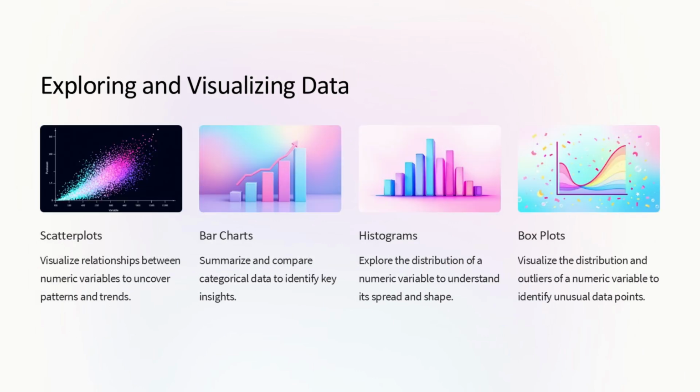This slide provides an overview of 4 key data visualization techniques we'll be exploring in more depth. Scatterplots allow us to visualize relationships between numeric variables, uncovering patterns and trends in the data. Bar charts are useful for summarizing and comparing categorical data, helping us identify key insights. Histograms enable us to explore the distribution of a numeric variable, understanding its spread and shape. Box plots visualize the distribution and outliers of a numeric variable, allowing us to identify unusual data points. These 4 visualization types will be the focus of our discussion as we learn to effectively explore and analyze our data.